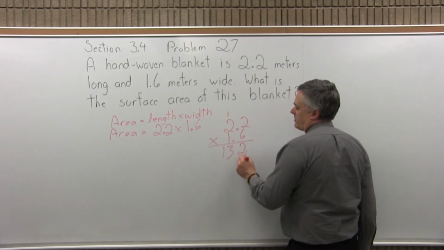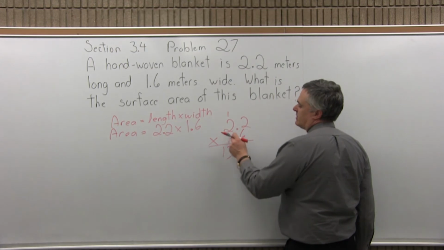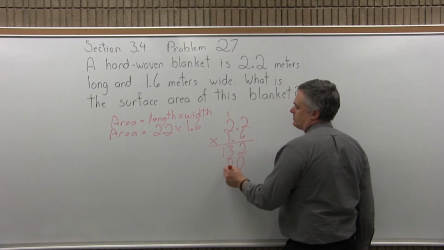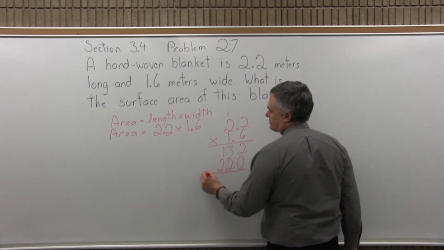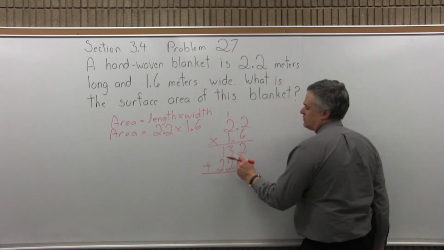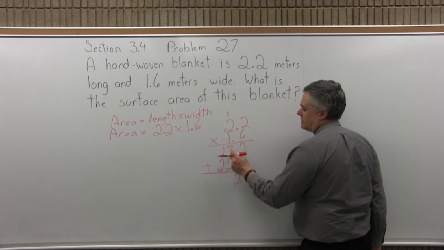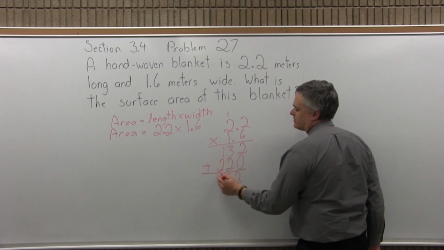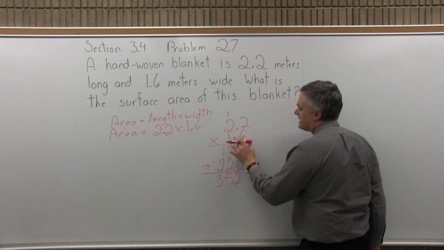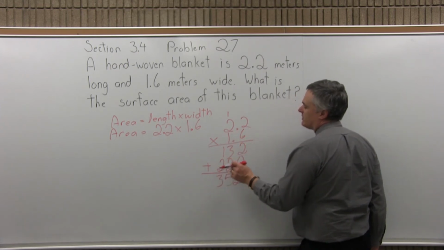Now move down a row, put in a 0 to hold your position. 1 times 2 is 2. 1 times 2 again is another 2. And then I can add those results together. 2 plus 0 is 2. 3 plus 2 is 5. 1 plus 2 is 3. So with no decimals, my answer would be 352.